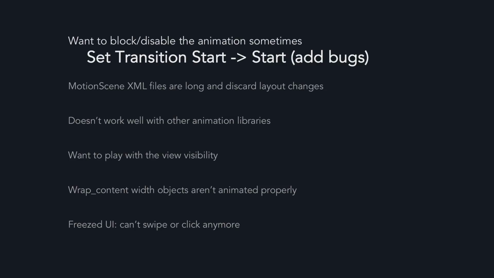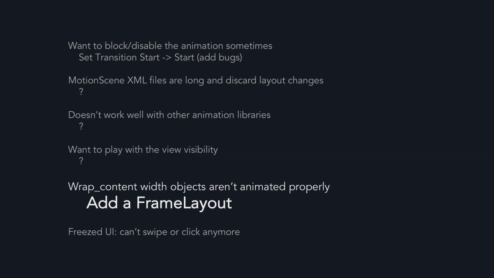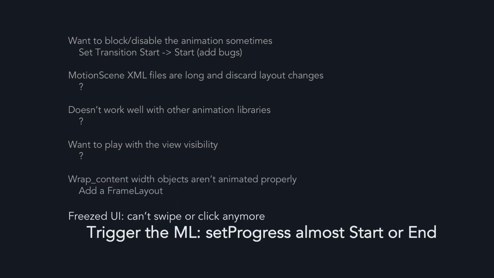So my first attempt to find fixes was this. To disable the animation, set the transition start to start. It did the job, sometimes it doesn't work. For this one, I didn't find a proper solution at that time. For the empty text view, I just wrapped it in a frame layout, also with wrap content, and it works perfectly. And here the trick was to trigger the Motion Layout just a bit by setting the progress to almost start or almost end, like 0.1, 0.9, just after the draw of the view.